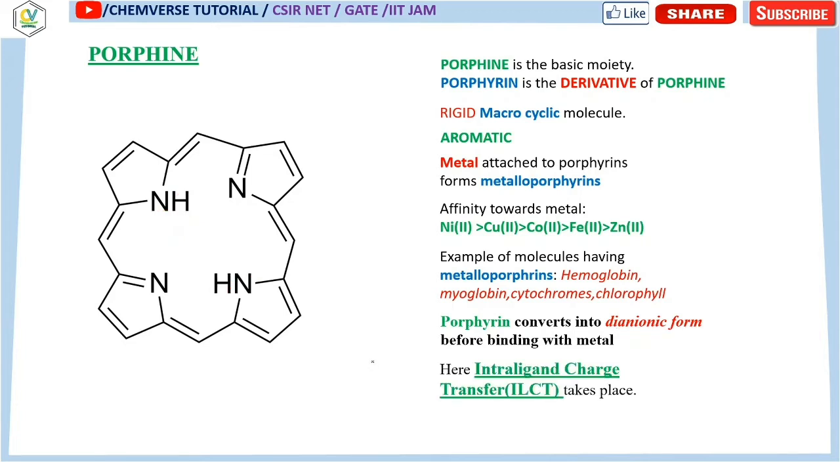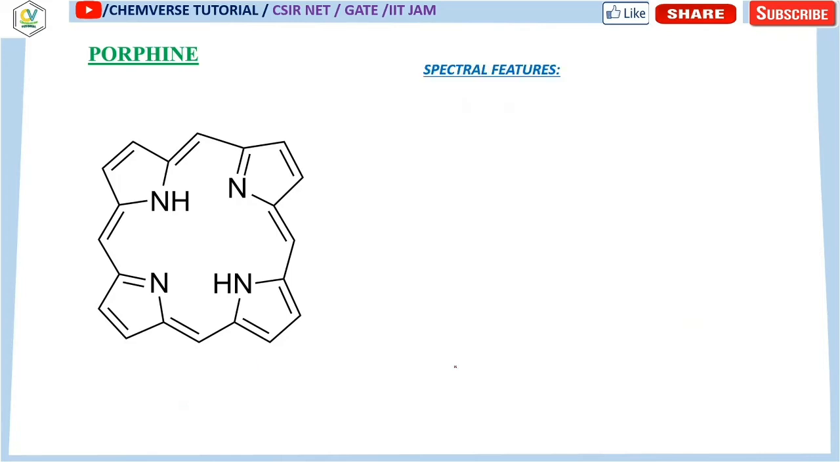Clear? Now it is a macrocyclic pi conjugated system. It is basically a pi conjugated system. You know that it is aromatic, as I have said. So over here we can see that intraligand charge transfer takes place, basically from pi to pi star. Now we will discuss something about the spectral features of this porphyrin.